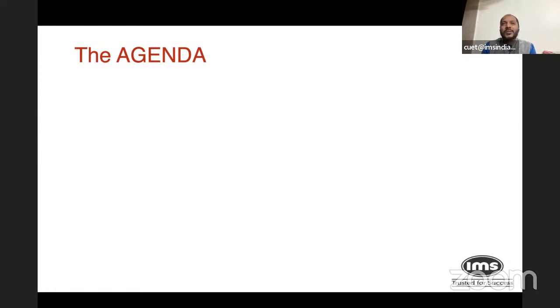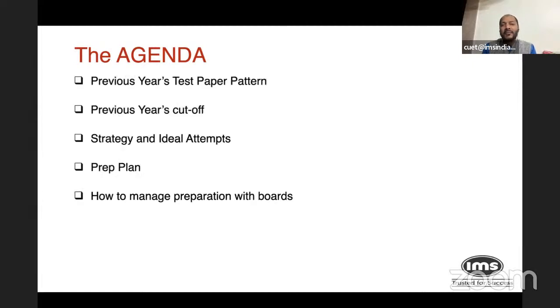NPAT is one of the most important entrance tests that we have for BBA aspirants, and therefore we are doing this session on five steps to crack NPAT.